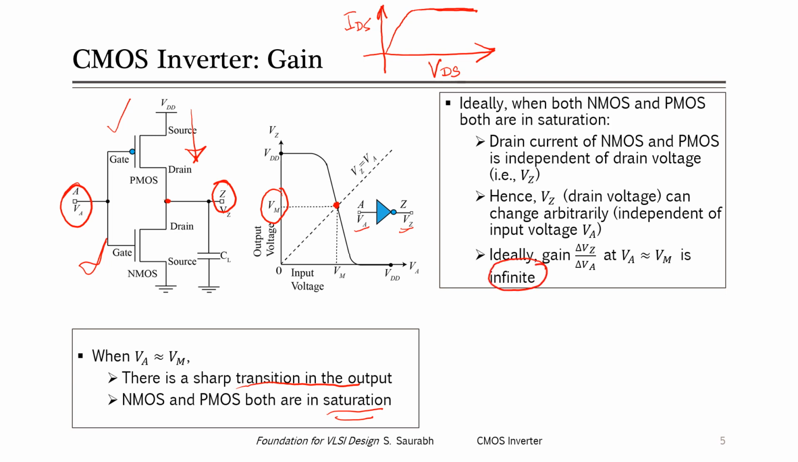Because the output voltage Vz can change arbitrarily, irrespective of what the input voltage is. It can change arbitrarily with a small change in input voltage, and therefore the gain will be infinite.